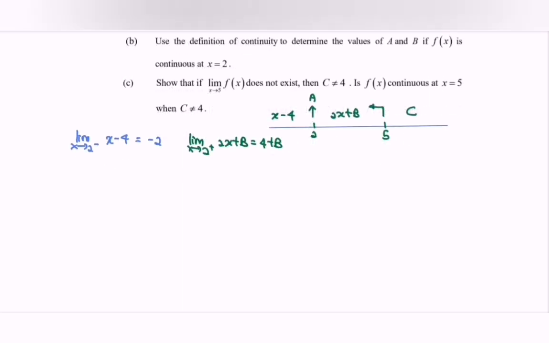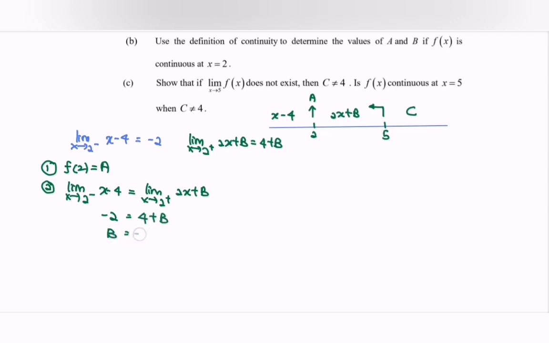Kindly refer to B. Use the definition of continuity to determine the value of a and b if f(x) is continuous at x equals 2. So, number 1, we have f(2) equals the value a. Next, number 2, since they mention it is continuous, it means that the limit when x approaches 2 from the left for the function x minus 4 is the same as the limit when x approaches 2 from the right for the function 2x plus b. So from here, we have negative 2 equals 4 plus b. So b will be equal to negative 6.